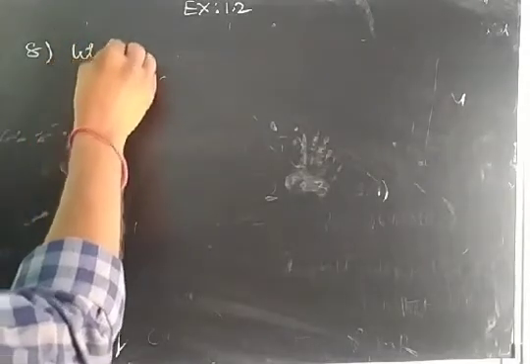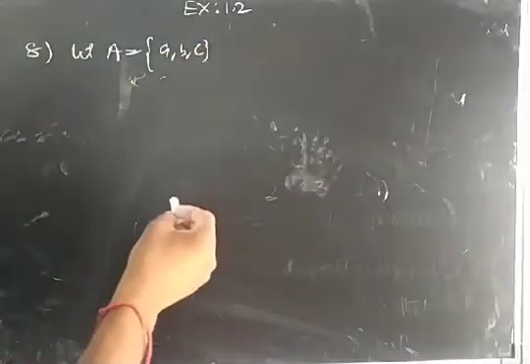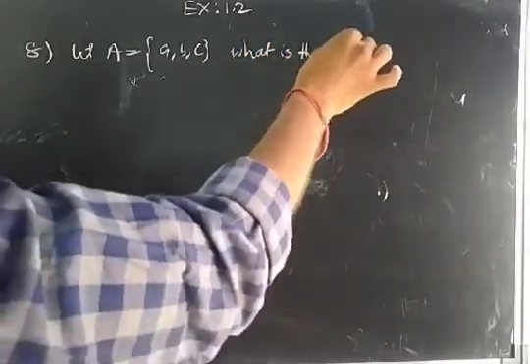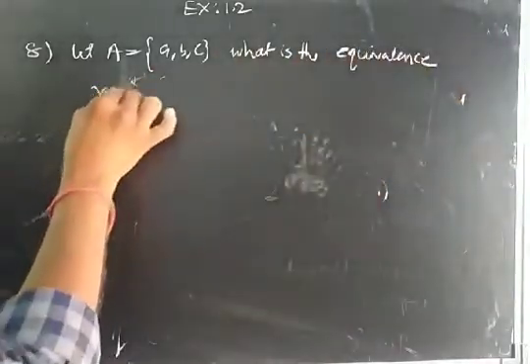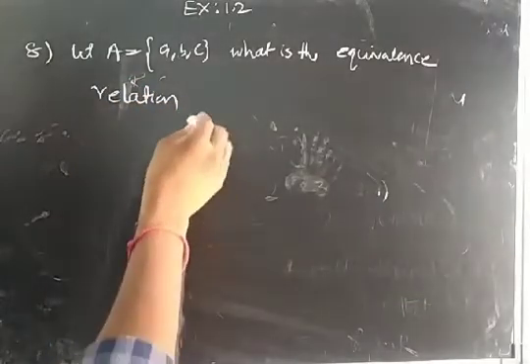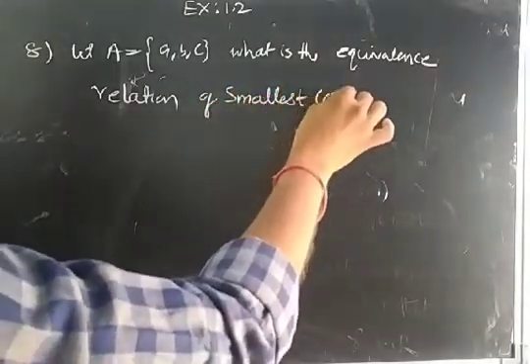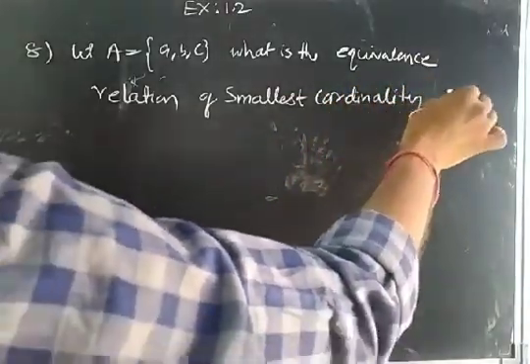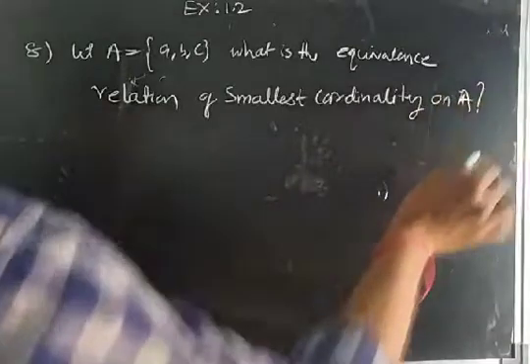Let capital A, B, C. What is the equivalence relation of smallest cardinality on capital A?